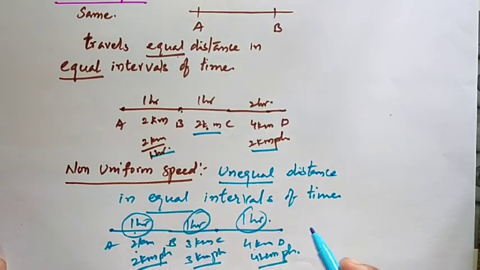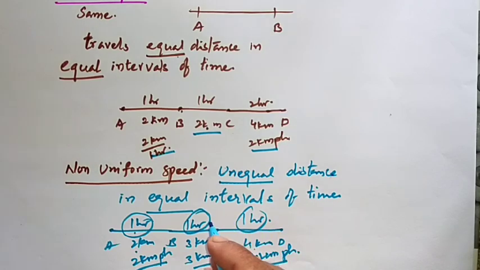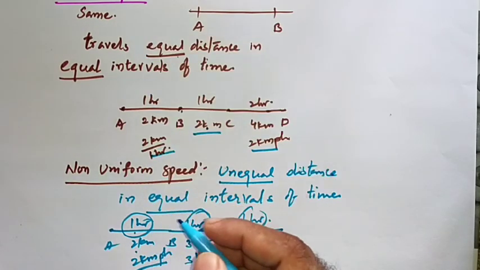Okay, the time interval will be different. 2 kilometers in 1 hour, the next 2 kilometers in 2 hours, the next 2 kilometers in 3 hours. Understood? That also comes under non-uniform speed. Understood? Uniform speed and non-uniform speed.